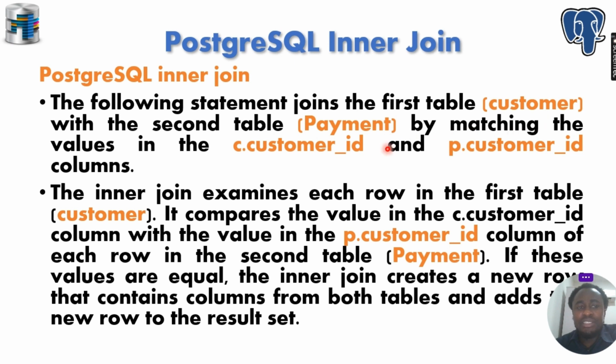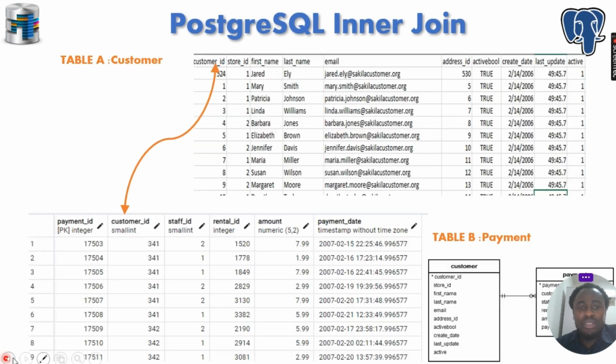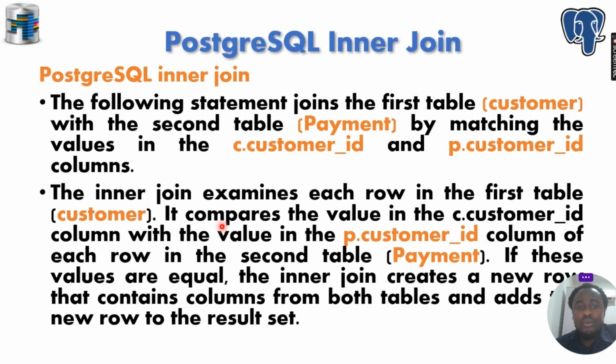By matching the values in the customer and payment table columns, we are carrying out an inner join of both tables. What this inner join does is examine each row in the first table. Assuming we have two tables, we'll call the first our customer A table, and the payment table the customer B table. What it does is compare the values in the customer table.